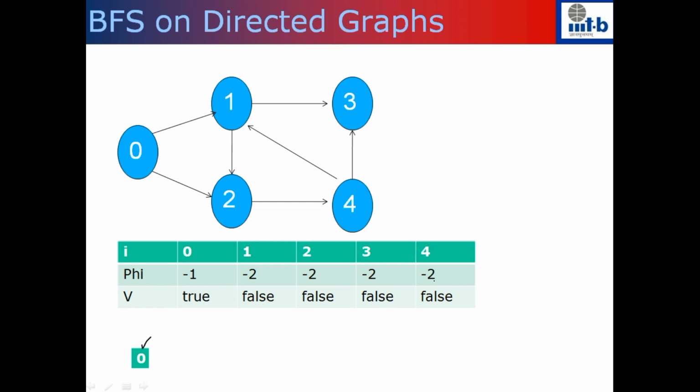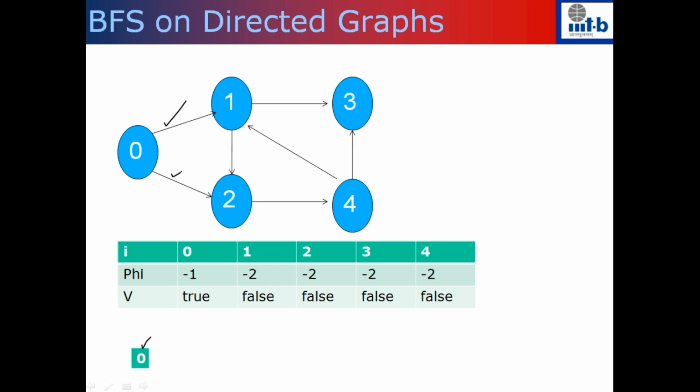There are basically two adjacent vertices for 0. One is the node 1 and the other one is node 2. In other words, we will be looking at the outgoing edges from the node 0. So we will consider the edge 0, 1 and we will consider the edge 0, 2.